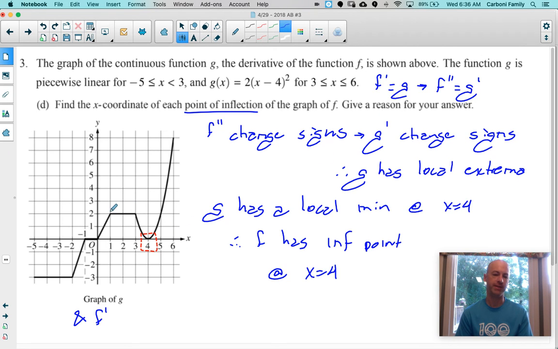This little plateau is not a local extrema because it happens over a prolonged interval. So an inflection point has to be at a point, not like a plateau. So don't get confused on that 1 to 3 section. We're not worried about that. Only x equals 4. And that is it for this question.